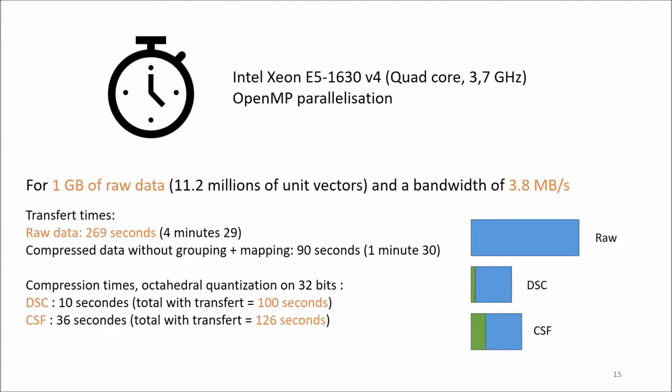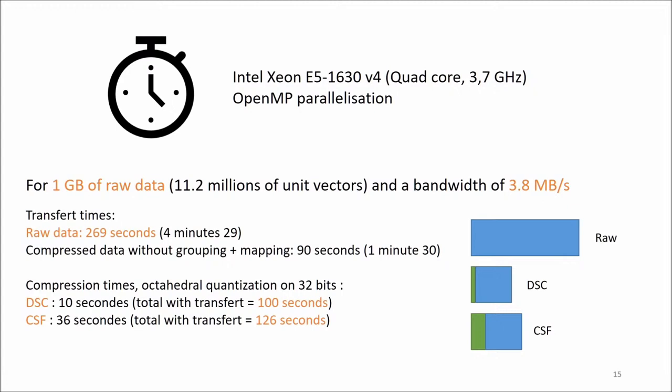However, now let's look at the speed of the method. In a network transfer scenario, let's say that you want to transfer 1 gigabyte of data, corresponding to 11.2 million unique vectors, over a network using the average connection in France of 3.8 megabytes per second. If you want to transfer the raw data, it will take 269 seconds.